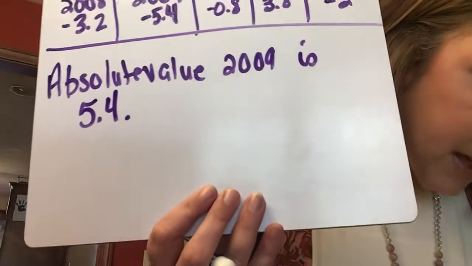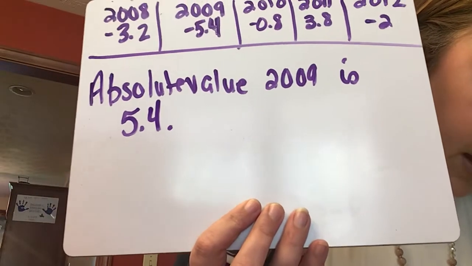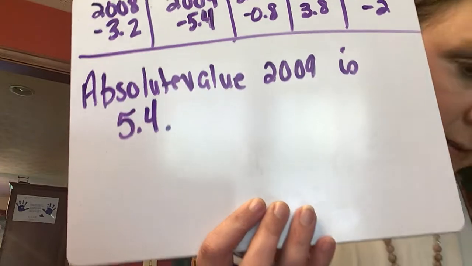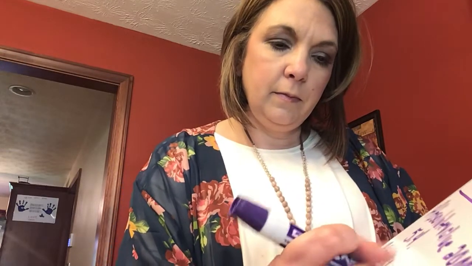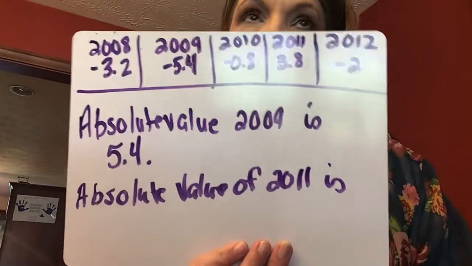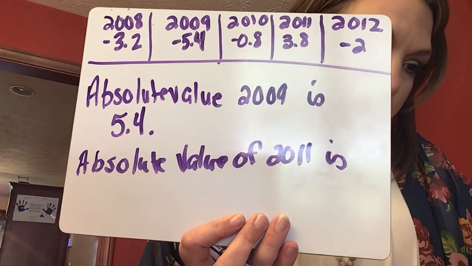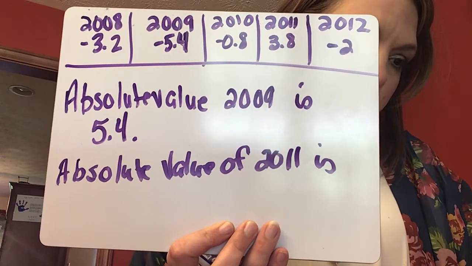So the absolute value of 2009 is 5.4. And it says, what is the absolute value of the January low temperatures of 2011? So 2011, how far is 3.8 from 0? 3.8.